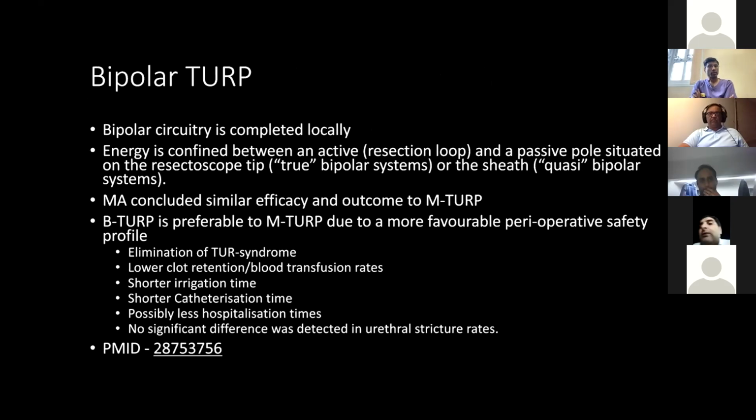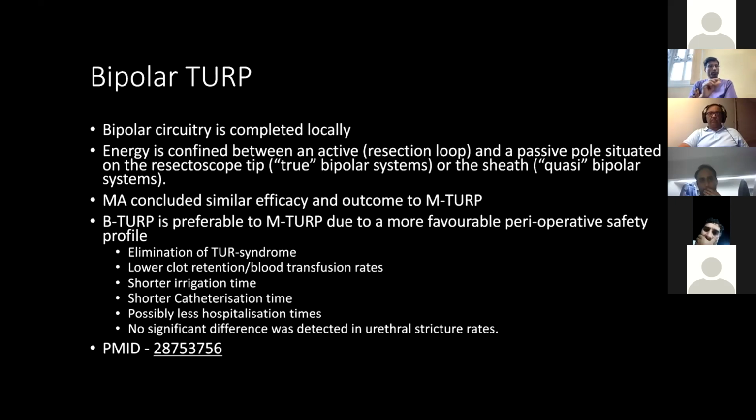Bipolar TURP is available at least in a few of the centers, I believe. It is one where the electricity is completed locally. The energy is confined between the active and the passive loops. There are a few types where you have the loop with two loops where the current is covered in the loop itself, or the quasi bipolar one where the current passes into the sheath of the bipolar and it is drained. The main advantages are it eliminates TUR syndrome, with very low chance of clot retention and blood transfusion.